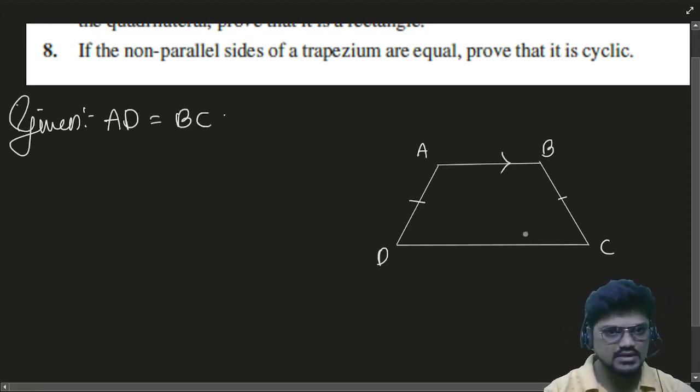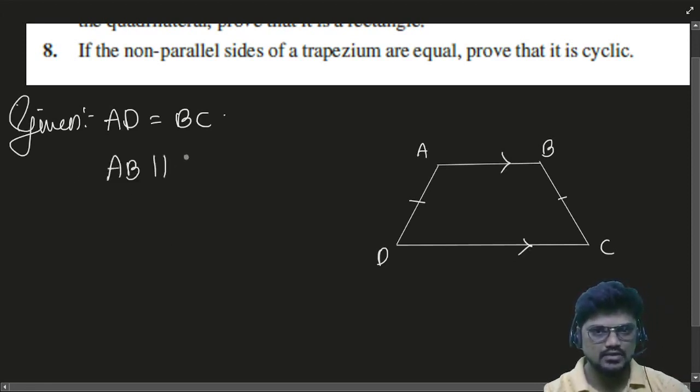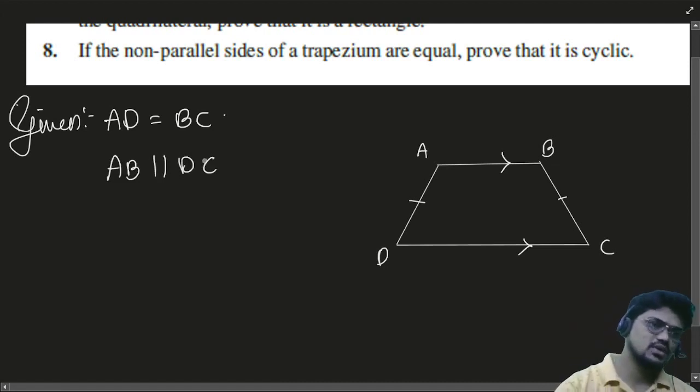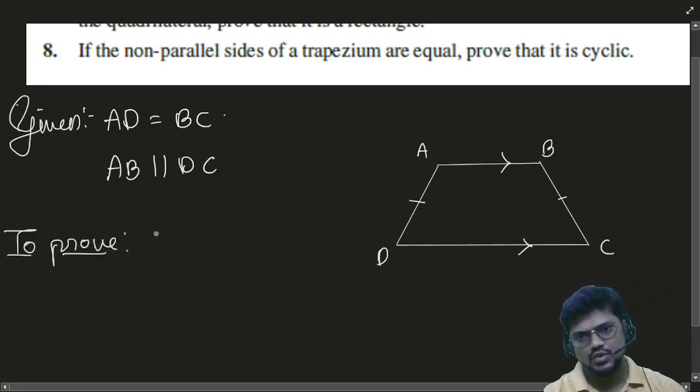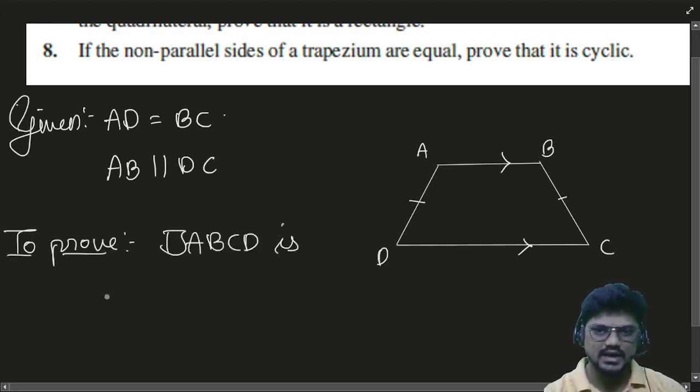Also, we know that AB is parallel to DC. This is what is given because it's a quadrilateral. It's a trapezium. That's why. Now, what do you need to prove? To prove: quadrilateral ABCD is a cyclic quadrilateral.